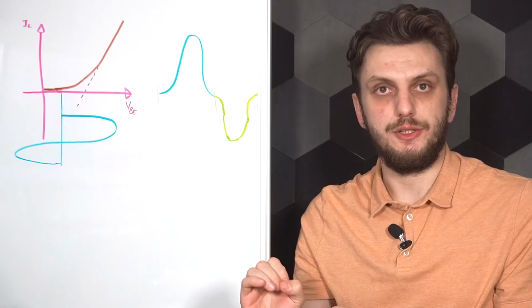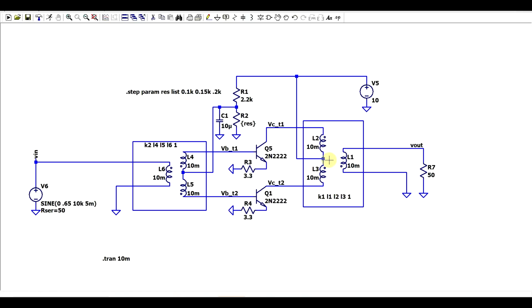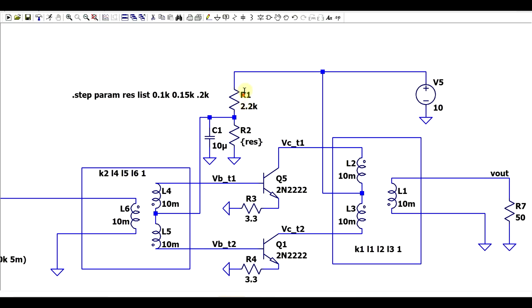drive the transistors. So for this example, I took one of the previous circuits to play around with. So this is the circuit in which we had the two transformers with center taps, and the only thing that I modified is regarding this bias setting resistor divider. So the top resistor stays the same, 2.2 kilo ohms, but the bottom resistor, I go through three values, so 100 ohms, 150 and 200 ohms.